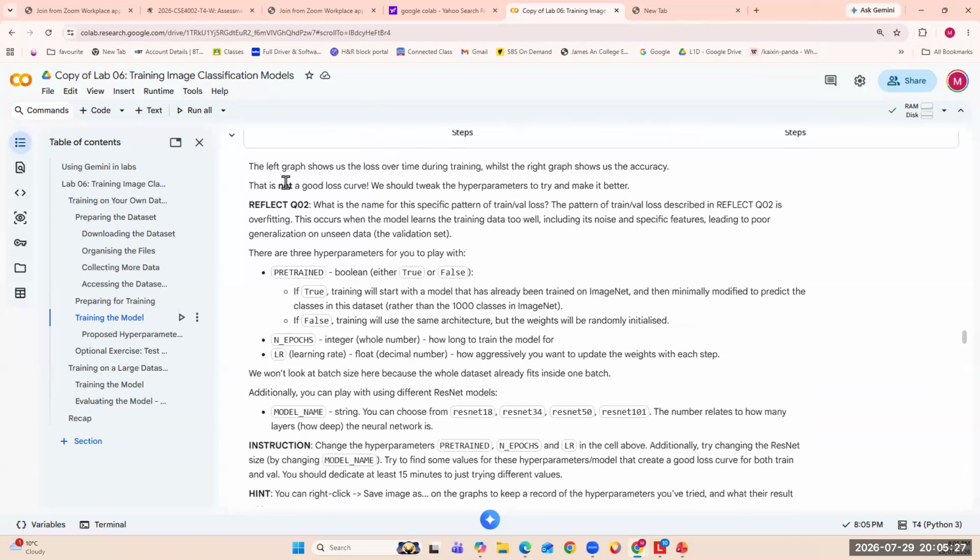After reflection question 2, it says there are 3 hyperparameters for you to play with: pre-trained, number of epochs, learning rate. So that explains it. Have you read that? Yeah, I have. Okay, that's cool.